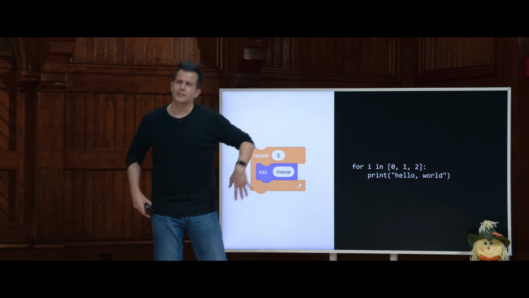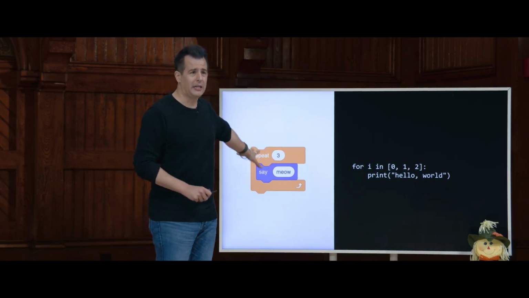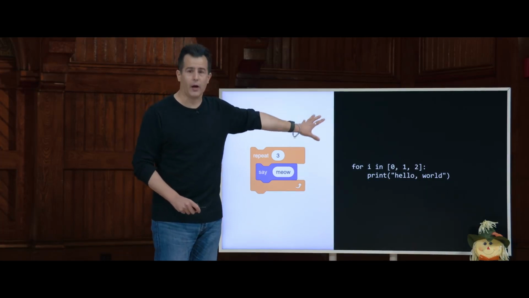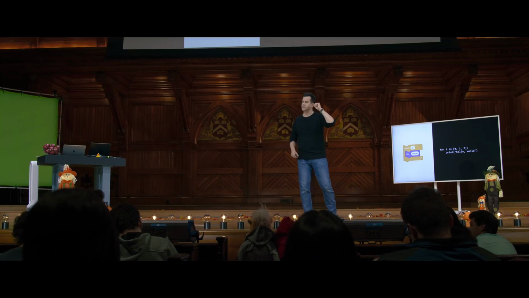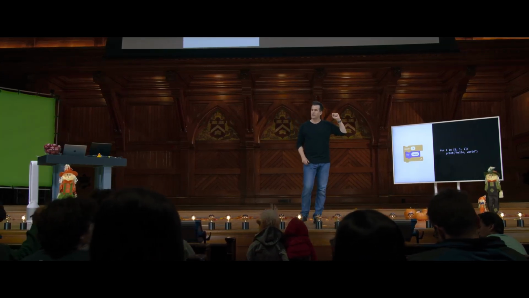Now this is correct, but it's bad design. Even if you've never seen Python before, extrapolate mentally from this. Why is this probably not the right way or the best way to do this looping? Because if you wanted to do it more than 3 times, you have to change this number.